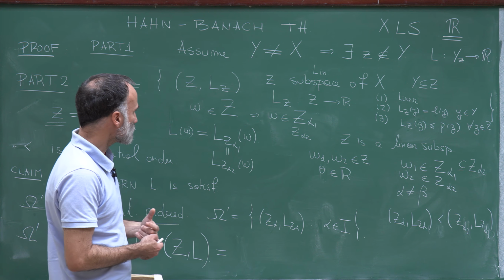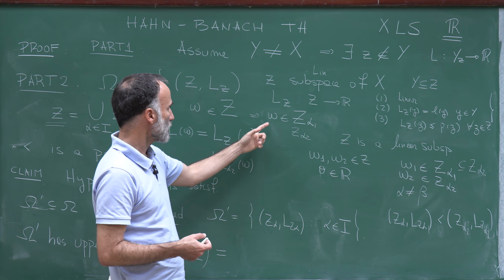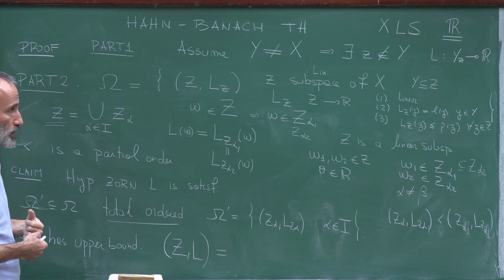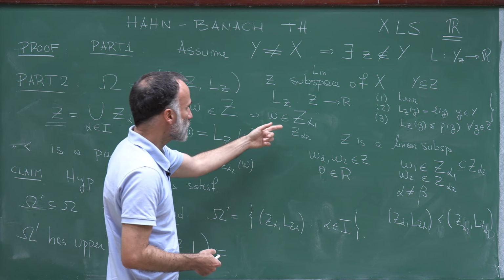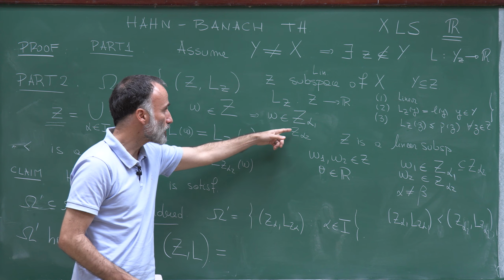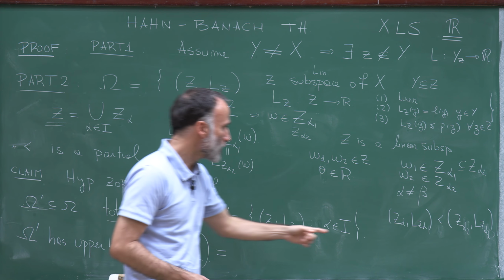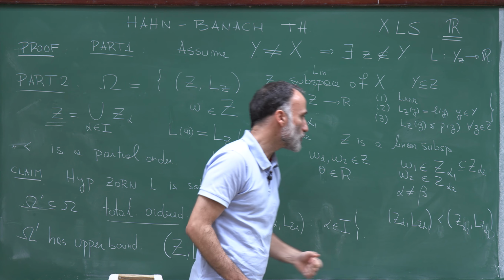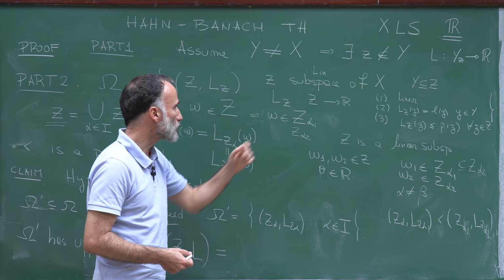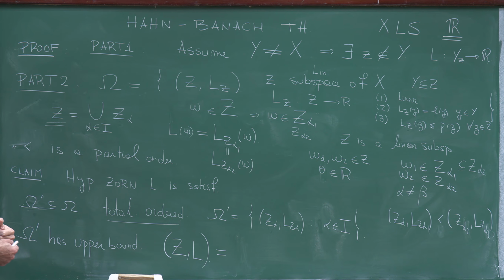So, to show that L is well defined, suppose the point belongs to two different linear subspaces. Since omega prime is totally ordered, one is contained in the other, say Z alpha 1 is contained in Z alpha 2. Moreover, L_Z alpha 1 coincides with L_Z alpha 2 on Z alpha 1, and since omega belongs to Z alpha 1, these two values coincide, and therefore L is well defined.